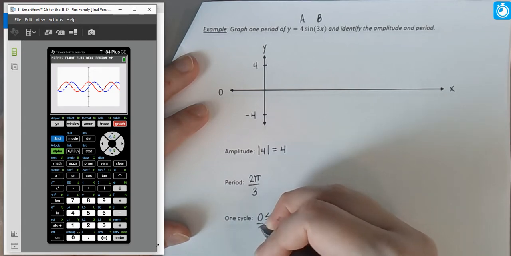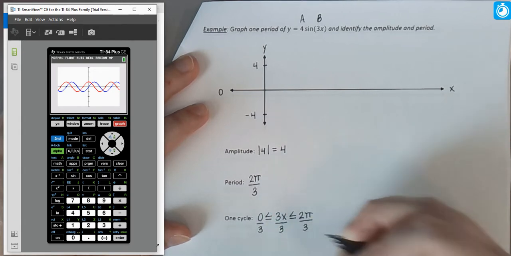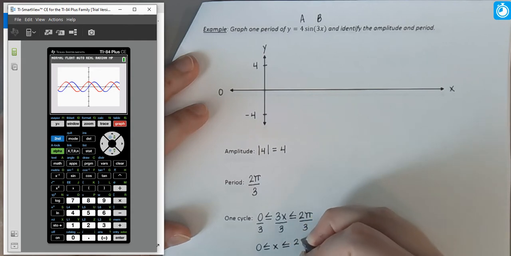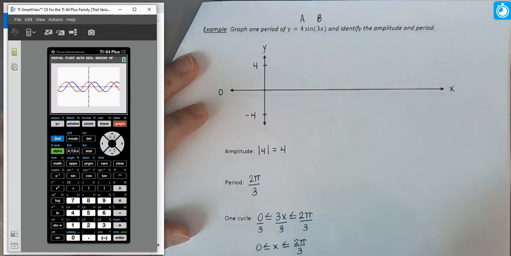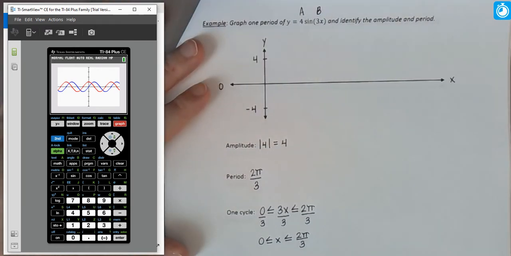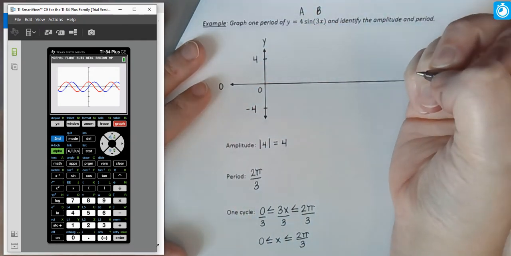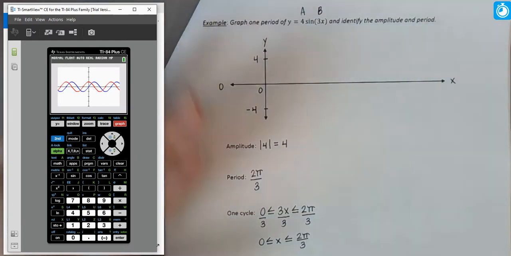So we're going to divide out that coefficient from all three parts, which is going to give us 0 is less than or equal to x is less than or equal to 2 pi over 3. So what that tells me is that if I graph a single period, in other words, the period from 0 to 2 pi, but the version of it that has been transformed, I'm going to graph from x equals 0 to x equals 2 pi over 3. So my x values are going to start at 0, and they're going to end at 2 pi over 3.